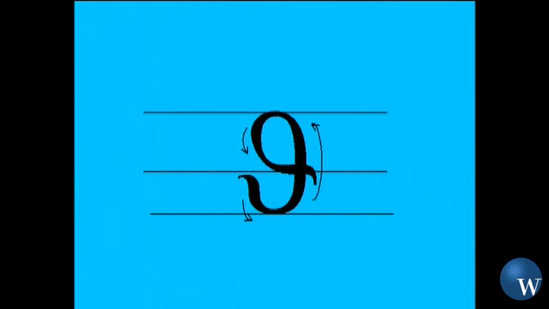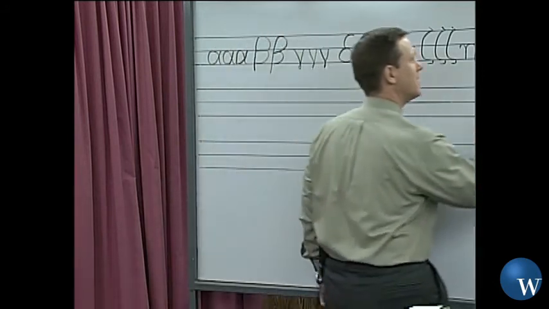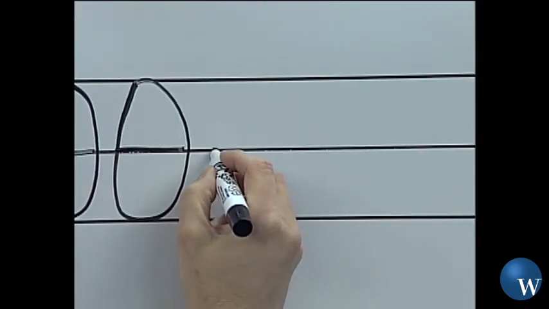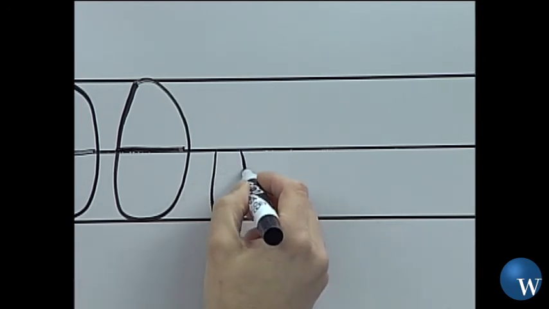All right, let's have our next letter. All right, an easy one. This is iota. Just a small little mark. All right, let's go to the board now and let's make it. Iota. You just simply come straight down, with maybe just a little crook on it at the end. Iota.